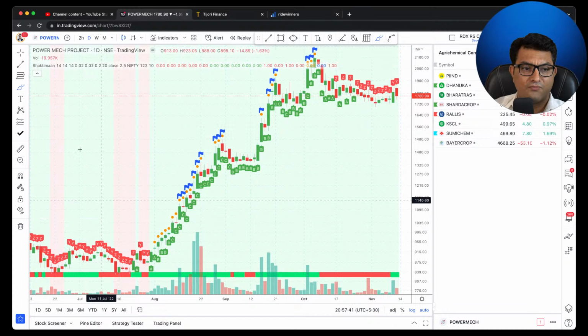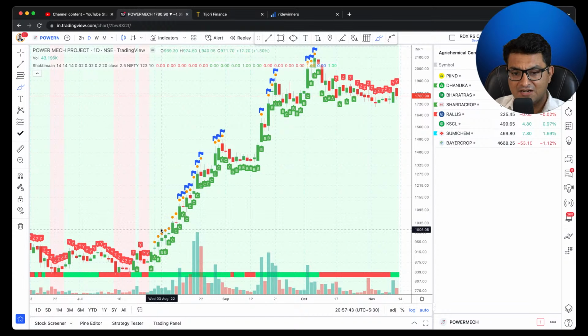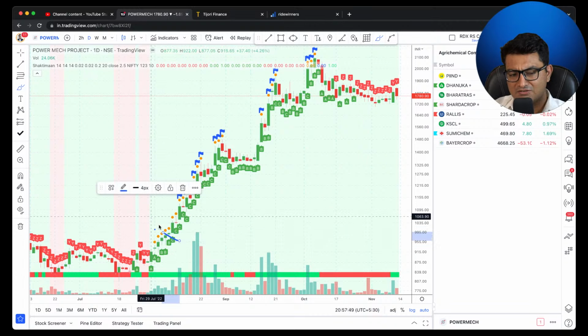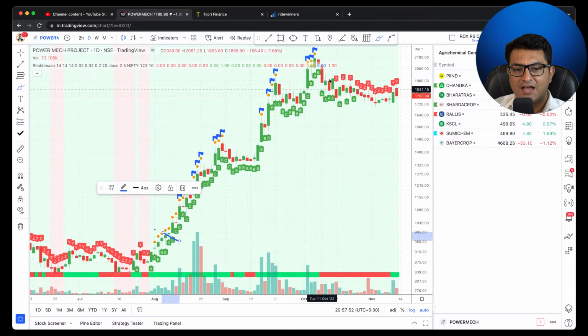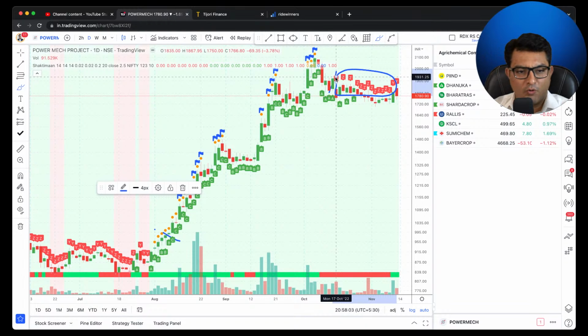And by the way, if my re-entry triggers, I can always re-enter. So it's not like I've exited one time, I'll not enter again. So if you see here, almost from 1,055 I entered, and my exit got triggered here somewhere, around 1,800, where you can see the Z. And after that, it is not giving me any entry signal. So I'm just sitting quiet and chilling out.